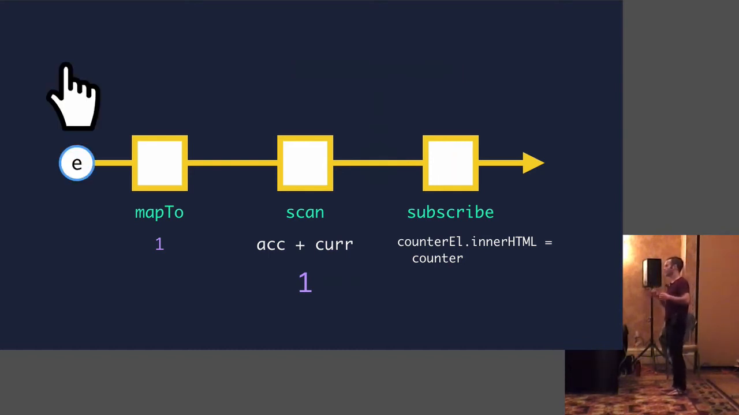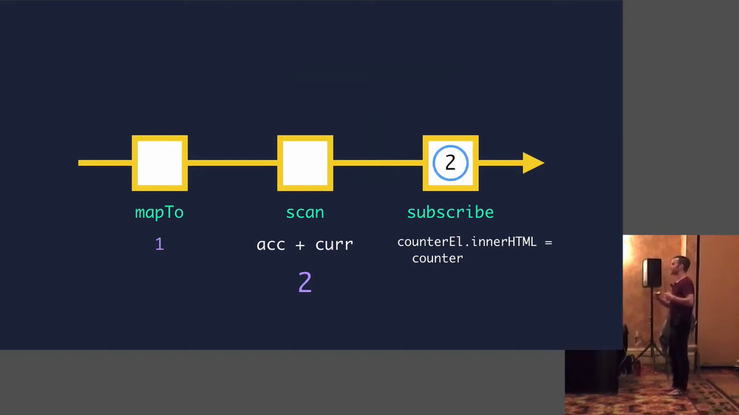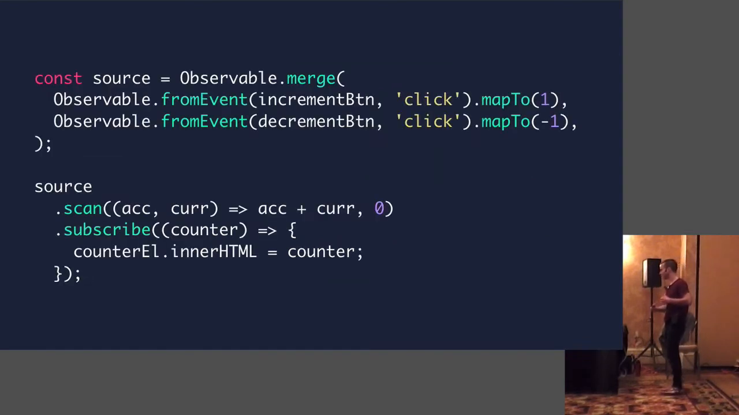When we have another click, we'll map that to 1. It'll come into scan, and now we're going to have 1 plus 1 to give us a counter value of 2, which we can pass along to subscribe. So we understand how to do the increment now. We've kind of done all this with just a few operators with an observable. We can now start to go back to that increment-decrement approach.